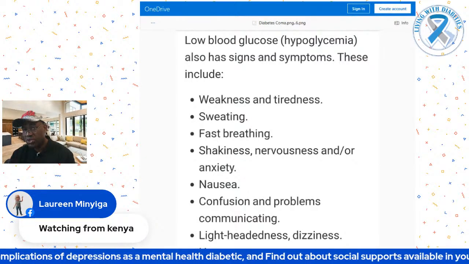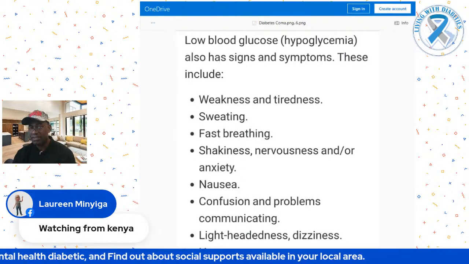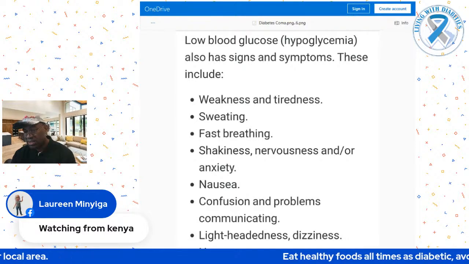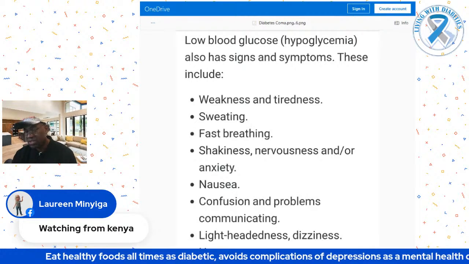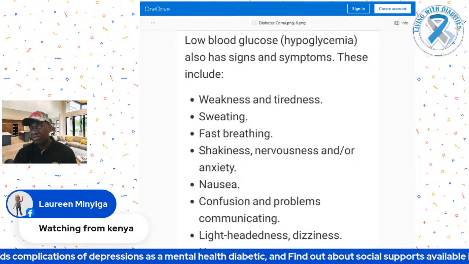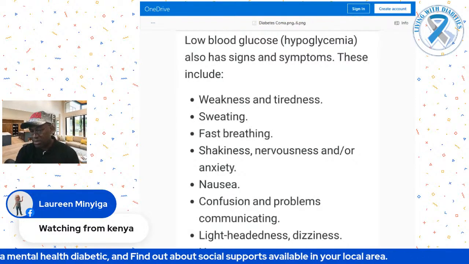So when your blood sugar is low, one of the symptoms is fast breathing. These are the symptoms of low blood sugar I'm sharing with you on the screen. Since you are having fast breathing, it means your sugar is low. You have to check your sugar level to know. Anytime you are breathing fast, know your sugar level is low. Check your sugar level, and then you have to bring it up.